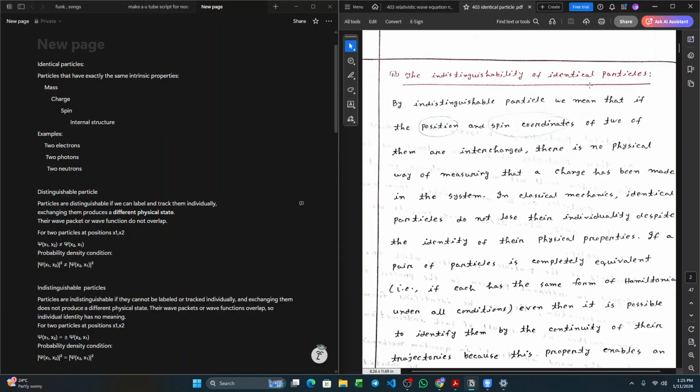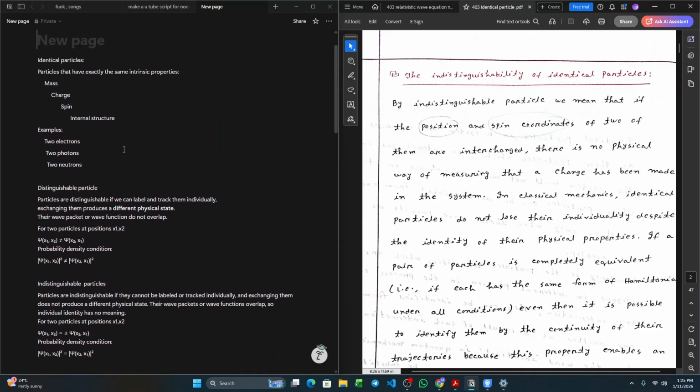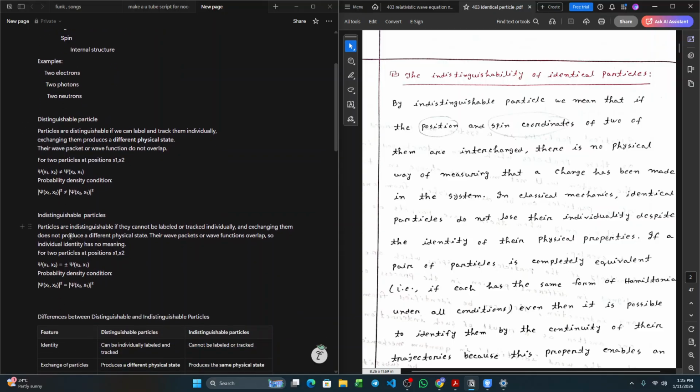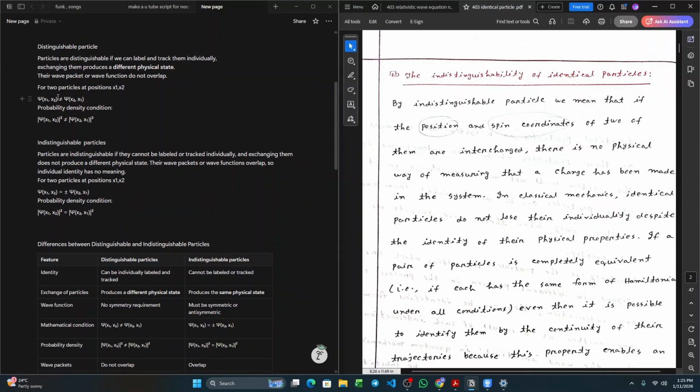Then the indistinguishability of identical particles. We can classify identical particles into categories: distinguishable and indistinguishable particles. What is distinguishable? Distinguishable means we can label and track them individually. If we place two marbles, they are identical but also distinguishable. Why? We can track them by their places, trace them individually, and label them. This is a distinguishable particle. Exchanging them produces a different physical state.